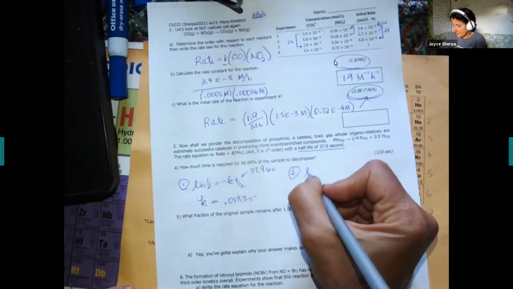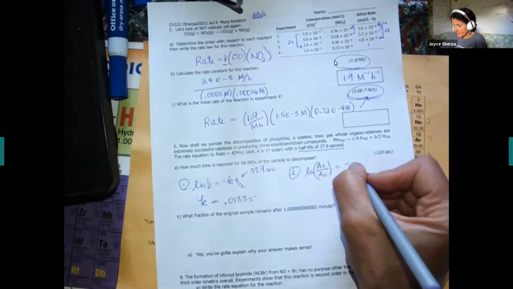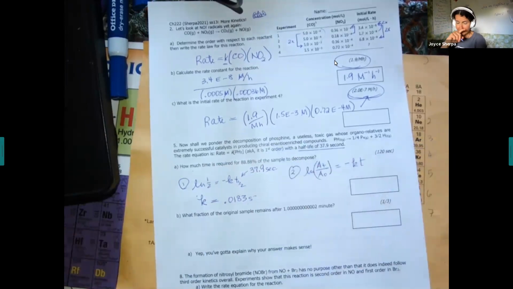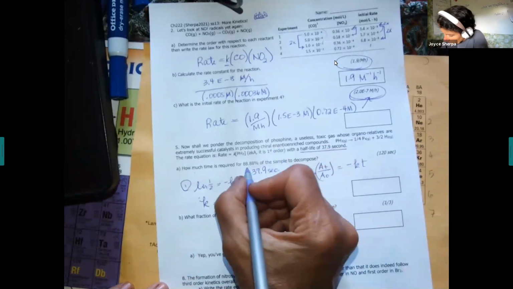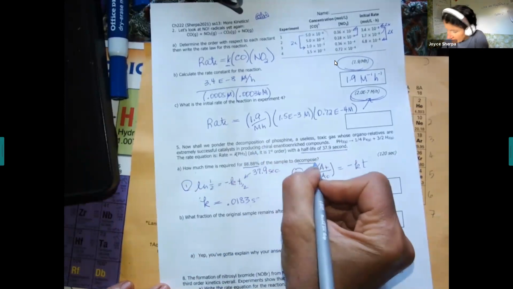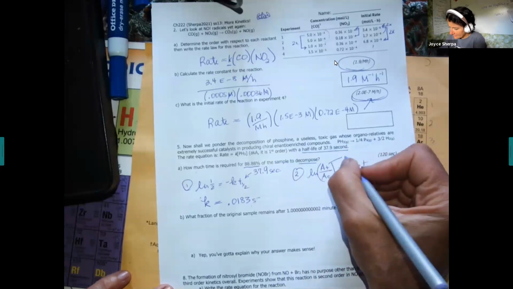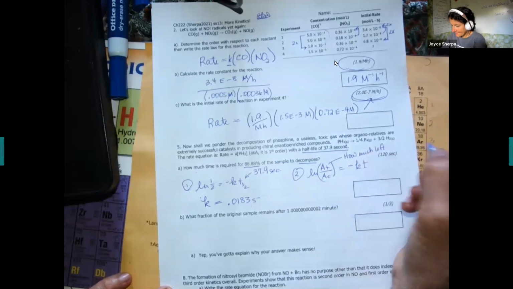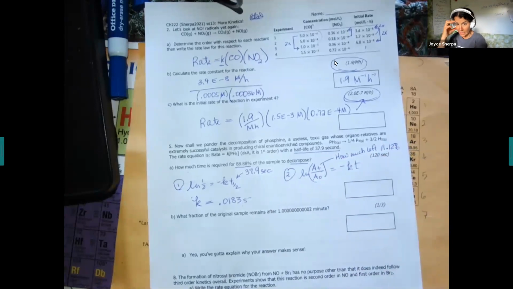And then our second step is just AT over A0 equals negative k times any time. And we are trying to figure out, so this is where you have to be careful of the wording. I mentioned this in class, but you see examples here and on the worksheet. This is how much decomposed. So that's how much is gone. The AT is always how much is left. And so that would be the 11.12%. So you just have to be careful with the wording.